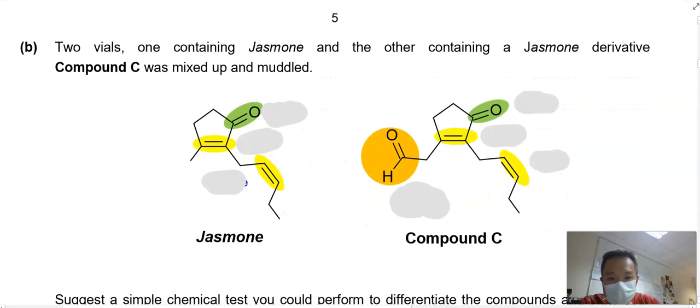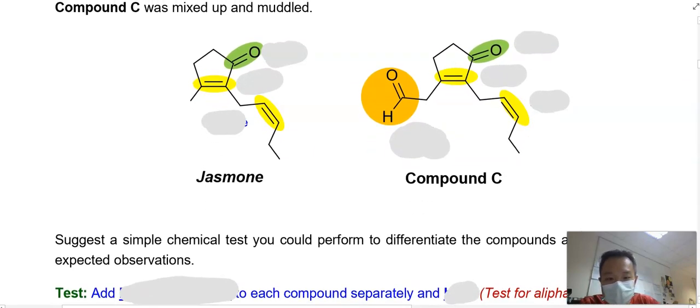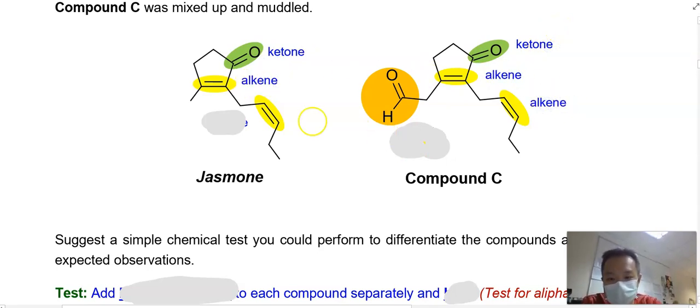In B, we have Jasmine and a Jasmine derivative, compound C. This is just a chemical test to distinguish the compounds and state the expected observation. For such a chemical test question, we always look at the functional group. We have a ketone, so we can't distinguish them based on the ketone. Alkene, alkene, and alkene. The only functional group that compound C has that Jasmine doesn't have is the aliphatic aldehyde group.